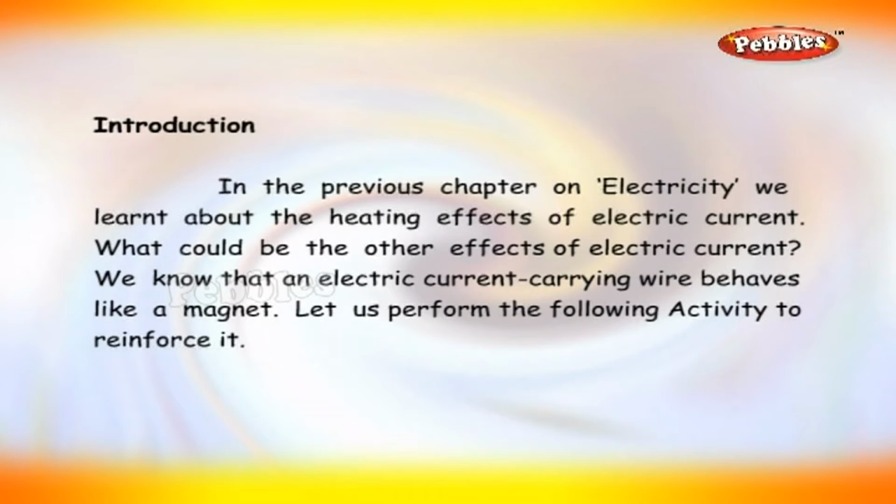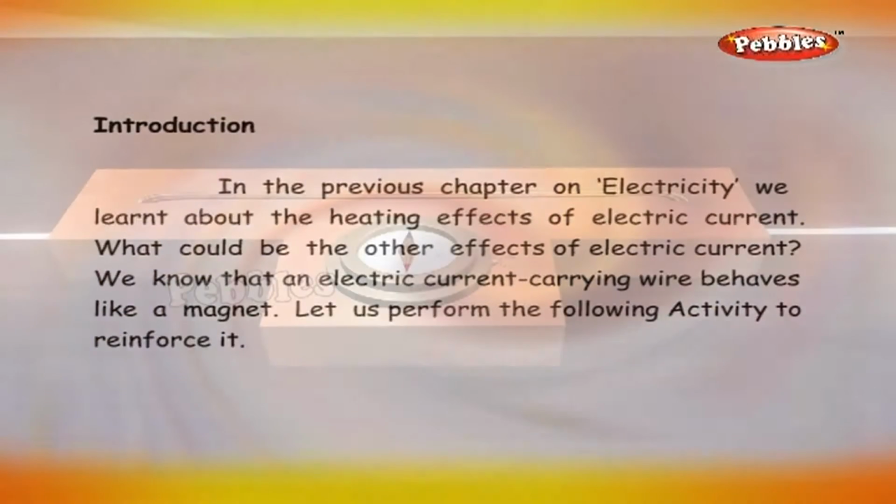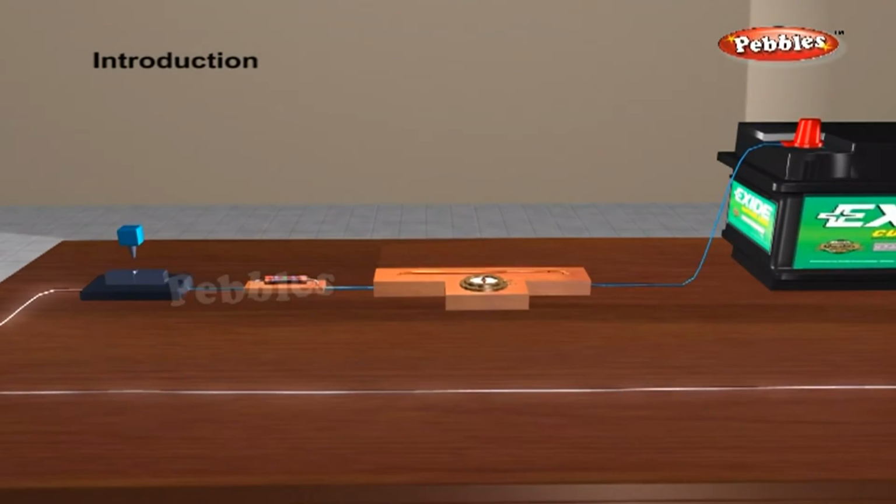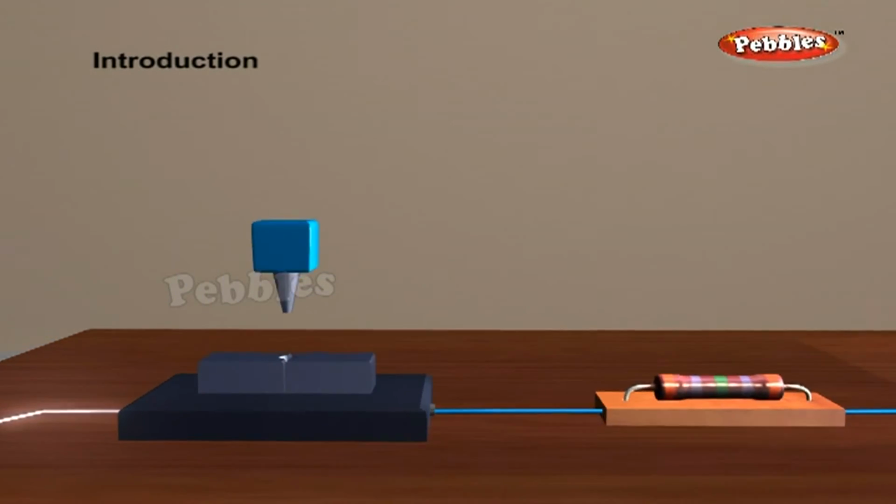We know that an electric current carrying wire behaves like a magnet. Let us perform the following activity to reinforce it. Take a straight thick copper wire and place it between the points X and Y in an electric circuit. Place a small compass near to this copper wire. See the position of its needle. Pass the current through the circuit by inserting the key into the plug.